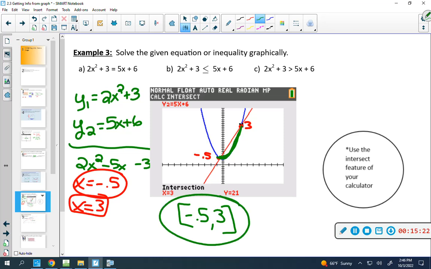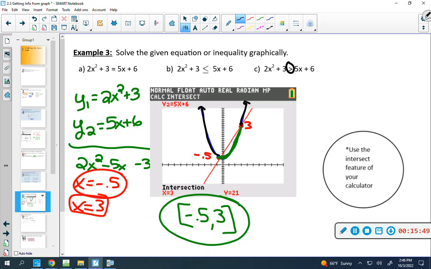Got it. I'm going to do C in the left, because you can see C is there. Now we're switching to a greater than. So I want the parabola, the blue, to be above the red line. So greater than, I'm looking at these pieces. So those two black pieces, two separate black pieces, which means two separate intervals for me.